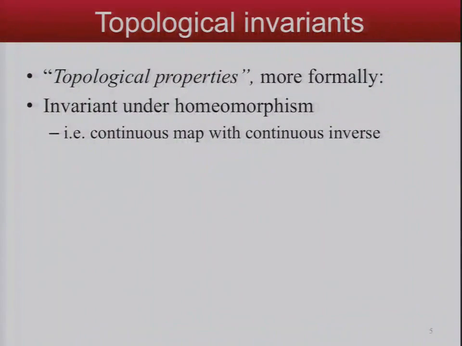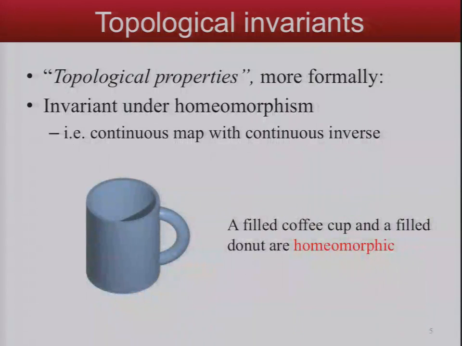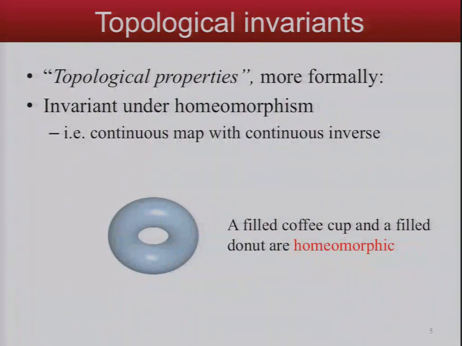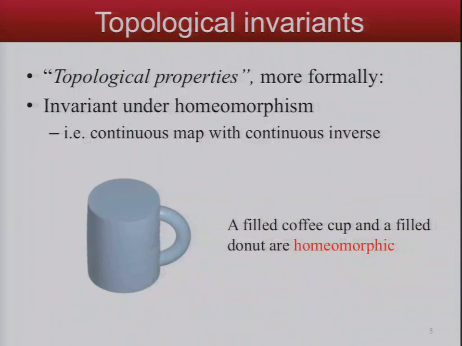Okay, so now let me be a little bit more formal about what I mean by topological properties. What I mean is topological invariants, and these are essentially anything that's invariant under a homeomorphism, which is just a continuous map that has a continuous inverse. In some sense, if I take your data manifold and continuously deform it, then I don't change any of its topological properties. Right? Here's an illustration. A filled coffee cup and a donut are homeomorphic. That is, you can continuously deform one into the other. And what this means essentially is that they have the same summary, or the same topological properties.